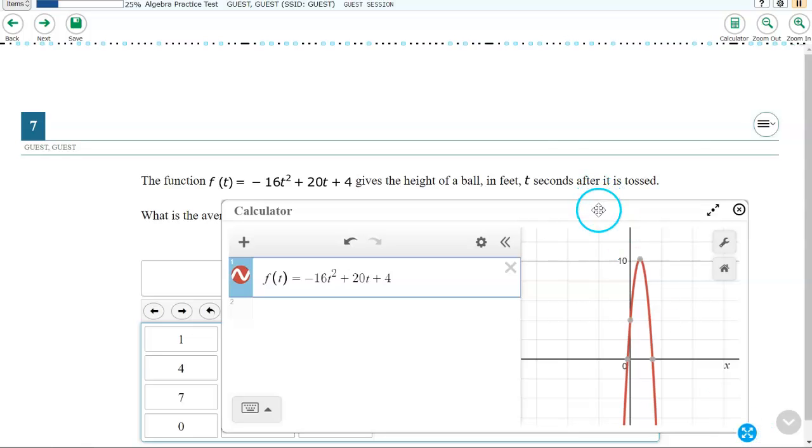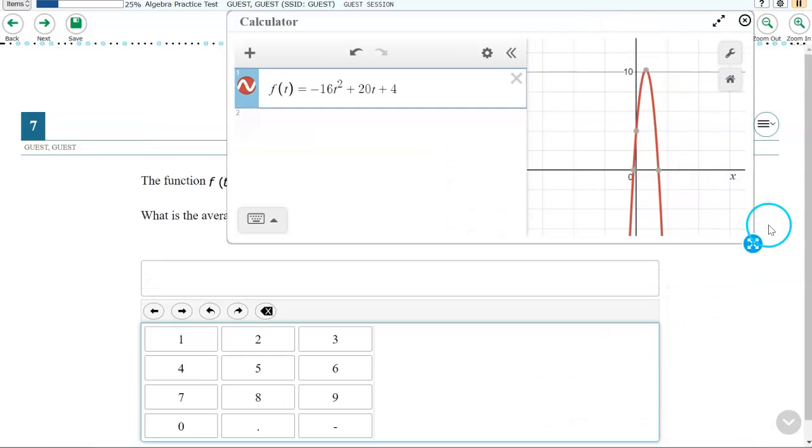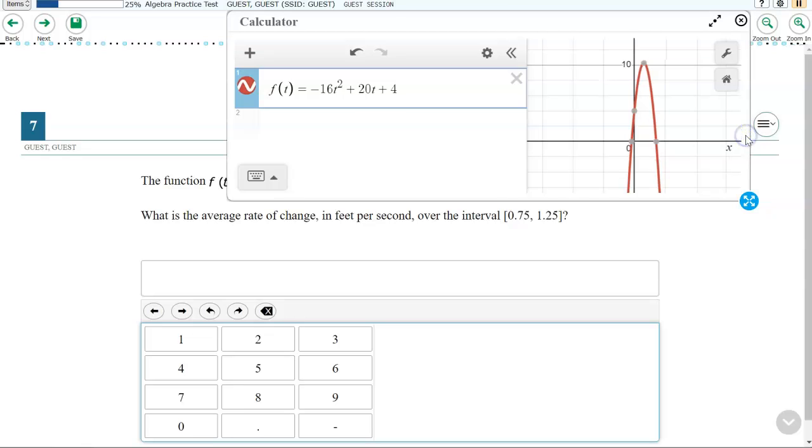Okay, let me see if I can get that to stop moving around. So I can move this up. All right, I'm looking for the average rate of change over the interval from 0.75 to 1.25. Now, you can do those 2 points and add them to the graph. Let's see if I can try that.